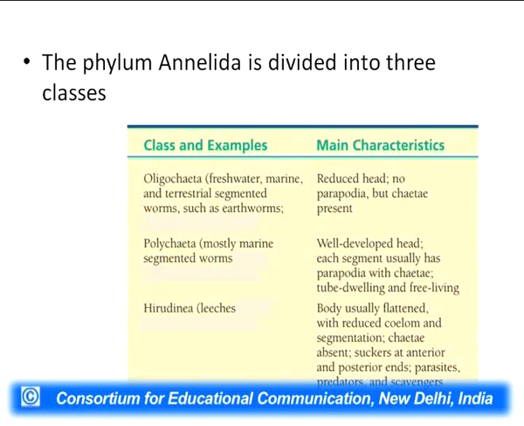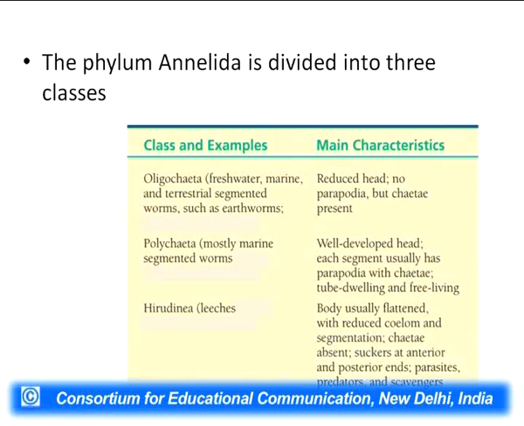The phylum Annelida is divided into three classes. These three classes are Oligochaeta, Polychaeta and Hirudinea. The very common example for Oligochaeta are the earthworms, to which we all are familiar. Then the example for the polychaetes, most of the worms are found in the sea water, they are marine worms, and to the class Hirudinea belong the leeches, which are ectoparasites, and they are famous for sucking the blood from the body of vertebrates.